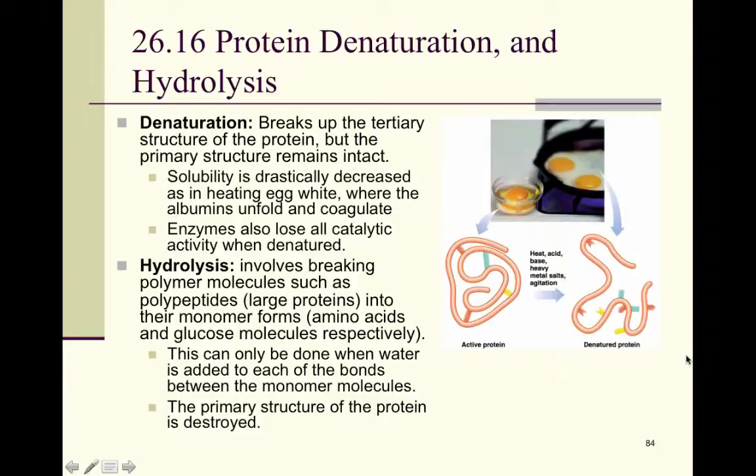Hydrolysis involves the breaking of the polymer, such as the peptides, into smaller monomers. This can only be done when water is added to each of the bonds between the monomer molecules, and the primary structure is destroyed. So denaturing breaks up the tertiary structure, primary structure retained. For food, we still get to have the protein value, but for enzymes, it loses all catalytic activity. And hydrolysis is just breaking up the whole thing. Not only is the tertiary feature gone, but the primary feature is gone.